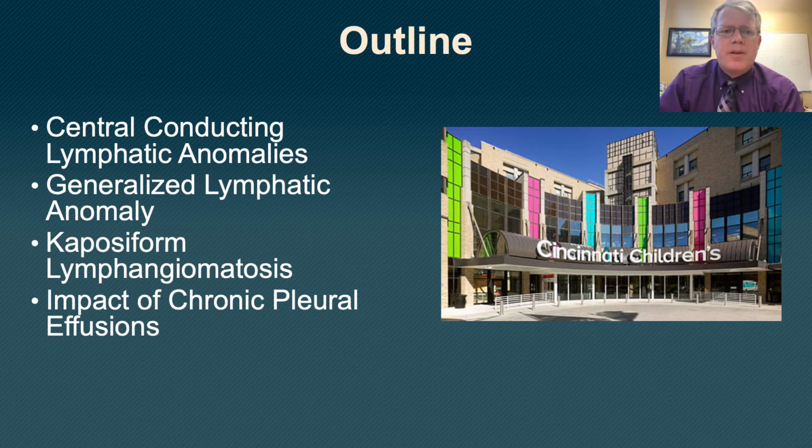As outlined, we're going to briefly cover the central conducting lymphatic anomalies and how they impact the lungs specifically, and then we'll touch on generalized lymphatic anomalies and kaposiform lymphangiomatosis, which I know we've talked about a lot in this conference. We'll talk specifically about some of the pulmonary manifestations of these conditions, and then we'll end by thinking about the impact of chronic pleural effusions and how they might impact our patients as they grow up, which I, as a pediatrician, take special interest in.